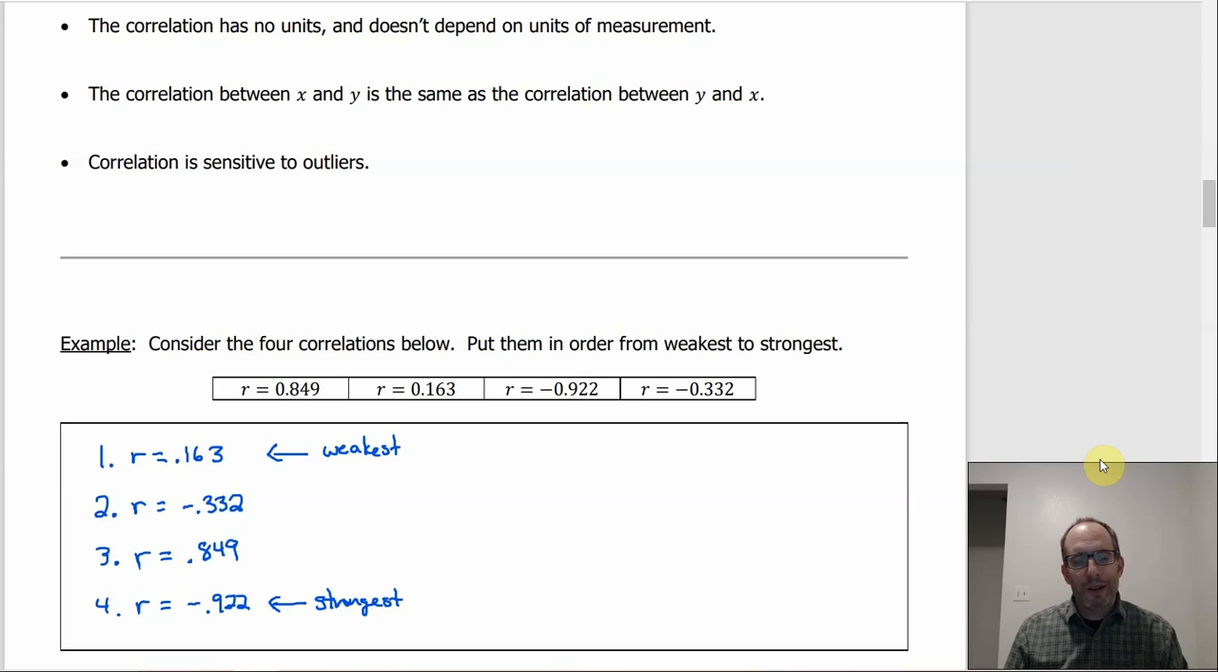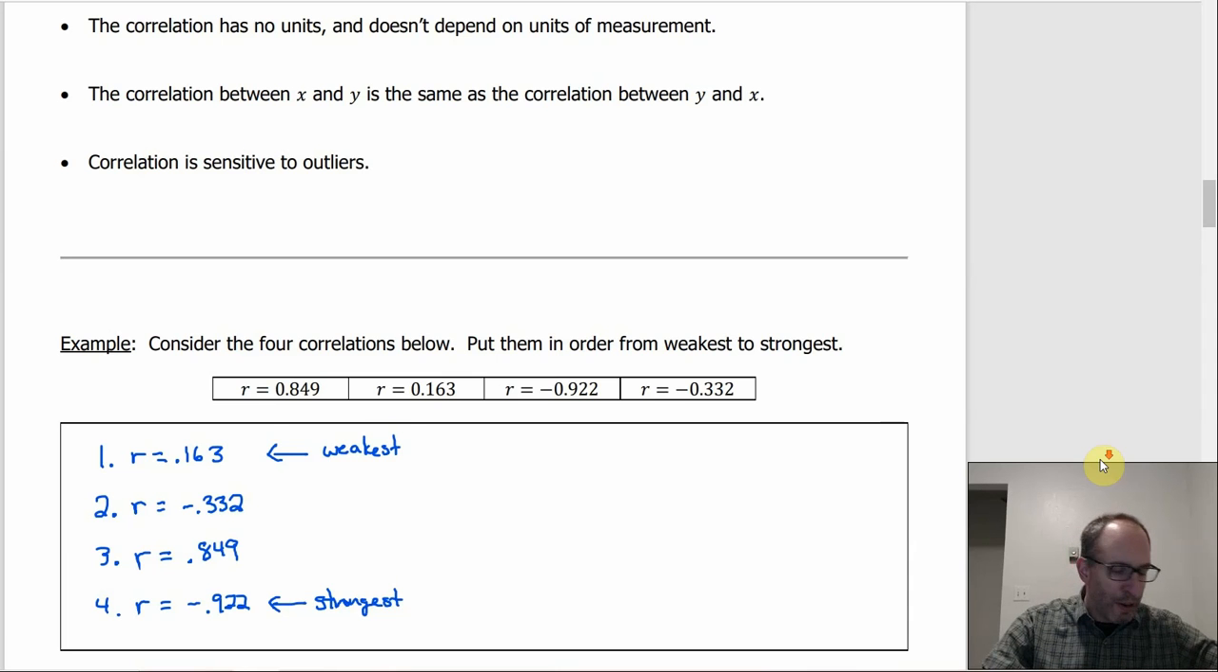And you can think about it in terms of absolute value if that makes it easier, right? The absolute value of negative 0.922 is 0.922. So that's bigger than 0.849, which is bigger than 0.332, which is bigger than 0.163, right? So if you want to think about absolute value, that'll work, or if you just want to think about it as farther away from zero in either direction means stronger, that works too.